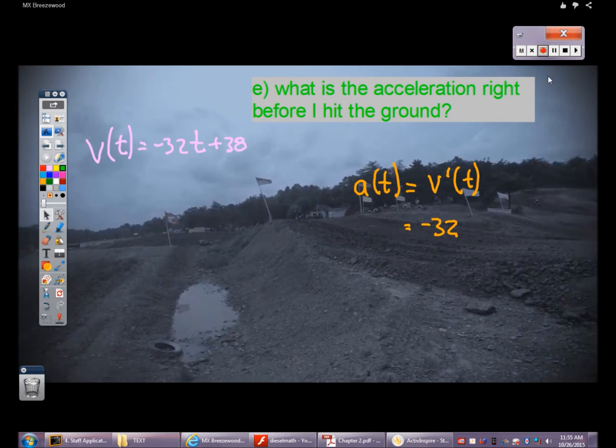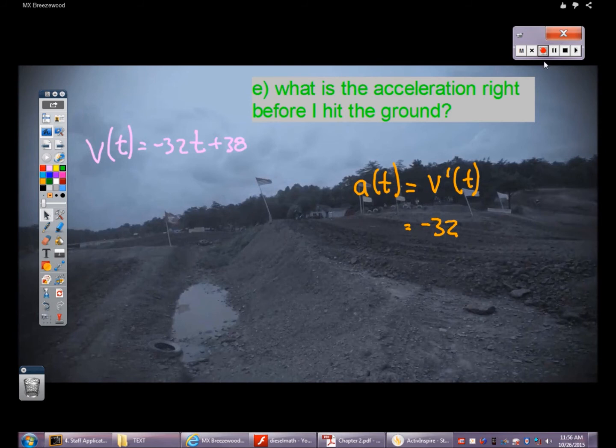So what is my acceleration right before I hit the ground? Negative 32. My acceleration is actually the same throughout the entire flight path, which makes sense. Acceleration would be when I'm already moving and I twist the throttle just a little bit harder. Well, I'm in the air here. I can't accelerate if I'm off the ground. I need my tires to be on the ground to be accelerating. So I'm actually off the throttle right now, and my acceleration is negative 32.